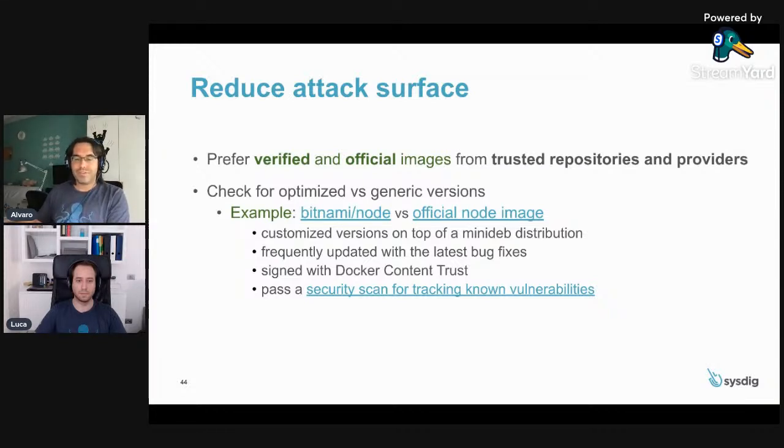Also, please don't just take the first image you find, which might not be optimized. So check if there are better versions, optimized versions, better suited for production. For example, Bitnami offers some images like for Node and many other tools that are customized versions built on top of a minideb distribution, which is smaller than Ubuntu or Debian. Also, they build frequently, update the latest bug fixes and security issues and so on. They sign the images with Docker Content Trust, and they also provide a page where you can track the known vulnerabilities for those images.